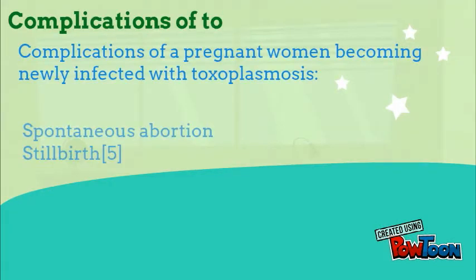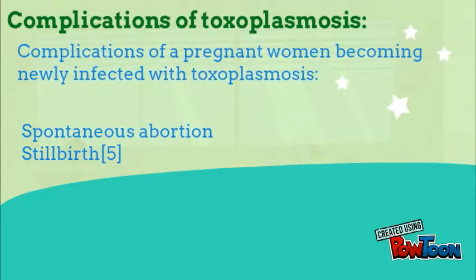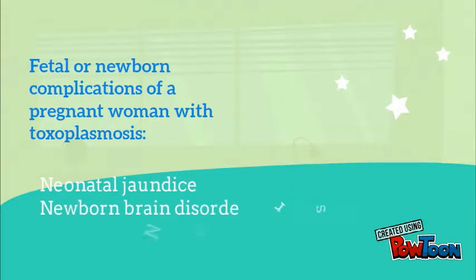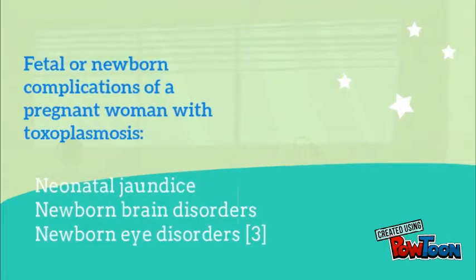Complications of toxoplasmosis in a pregnant woman becoming newly infected with the organism include: A. Spontaneous abortion, B. Stillbirth. Fetal or newborn complications of a pregnant woman with toxoplasmosis: congenital toxoplasmosis may be passed to a newborn by an infected mother by crossing the placenta. It may lead to complications such as neonatal jaundice, brain disorders, and eye disorders.